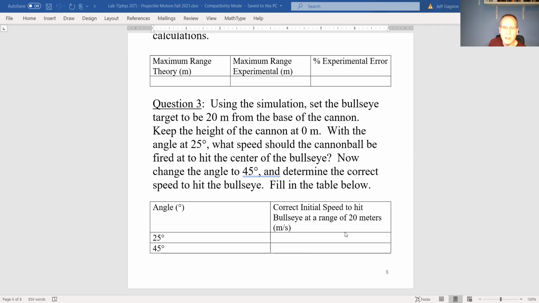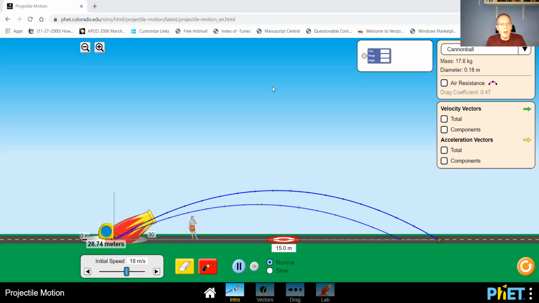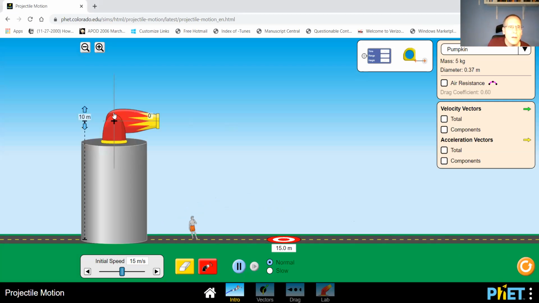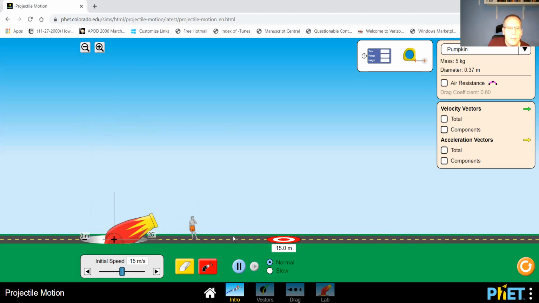So let me go back to the simulation one last time and show you that. Okay, so I'm going to restart this. I want this down at 0. I want to move this target to 20 meters away. Doesn't matter what you launch. I'll just leave the pumpkin there. And so it's at 25 degrees, and then later you're going to do it at 45, just those two angles. So we have to figure out what the speed, what the V naught is, so that it hits right in the center of the target.